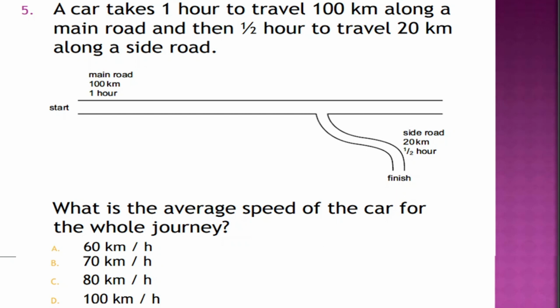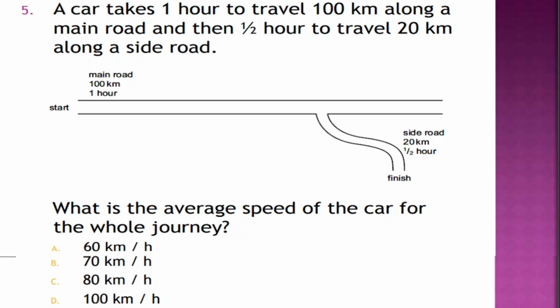It's very simple. To find the average speed, we will add the distance covered, that is 100 kilometer plus 20 kilometer. That gives you 120 kilometer. Now we divide the total distance covered by the total time taken. The first 100 kilometer distance is covered in 1 hour, and the second 20 kilometer distance is covered in half an hour. So adding 1 with half, you will get 1.5, which in other terms gives you 3 over 2. So the total time taken is 3 over 2 hours, that is 1.5 hours.